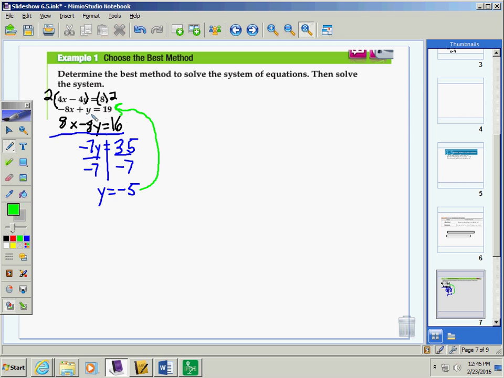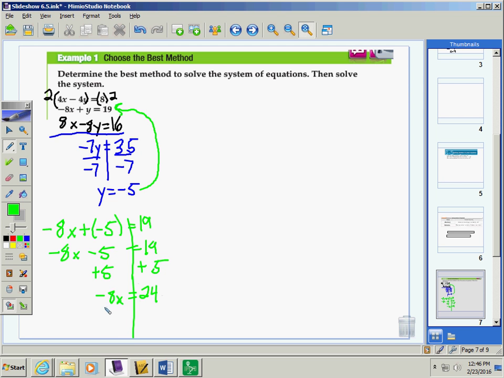That would give me negative 8x plus the negative 5 for y equals 19. Remember, adding a negative is the same thing as subtracting a positive, so I always make sure to rewrite this as minus 5 to make sure I don't make any mistakes. Then I would go ahead and add 5 to each side. Gives me negative 8x equals 24. Then I would divide each side by negative 8. And that gives me x equals negative 3. So then I know my answer would be negative 3, comma, negative 5.